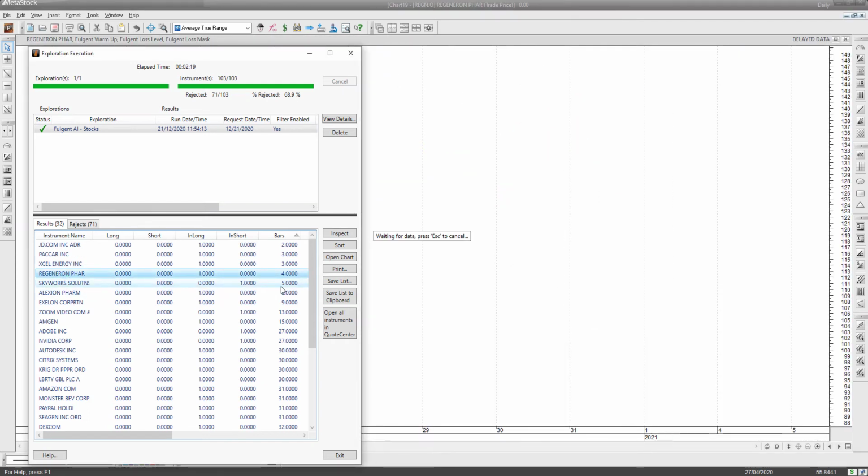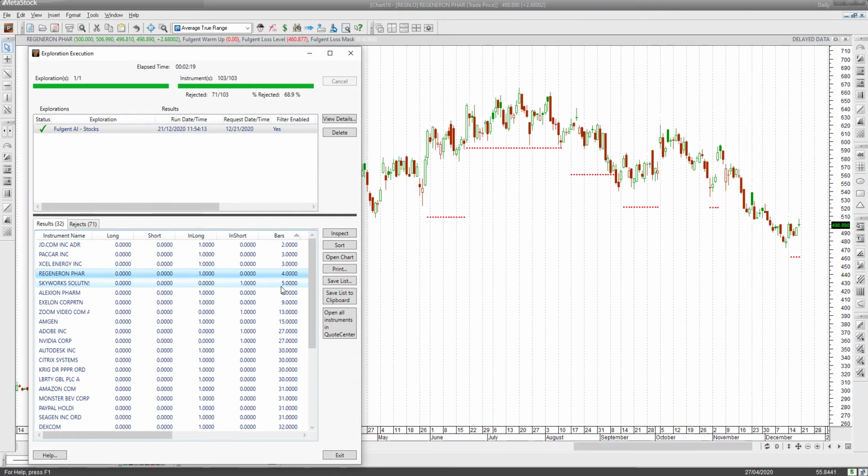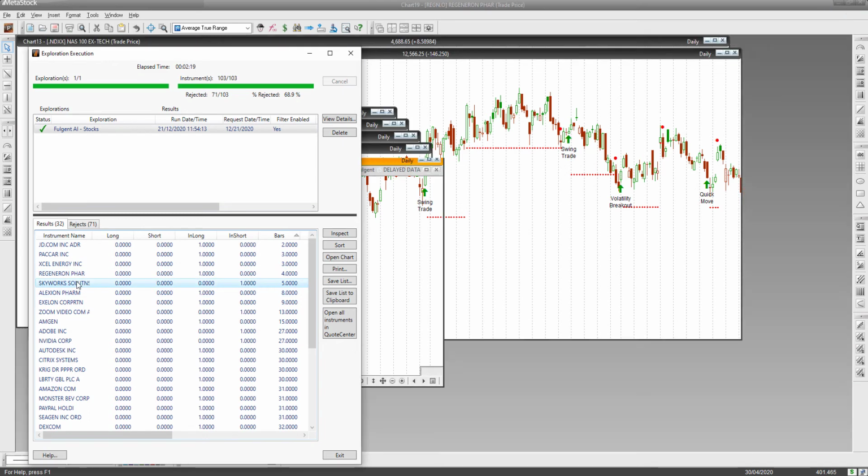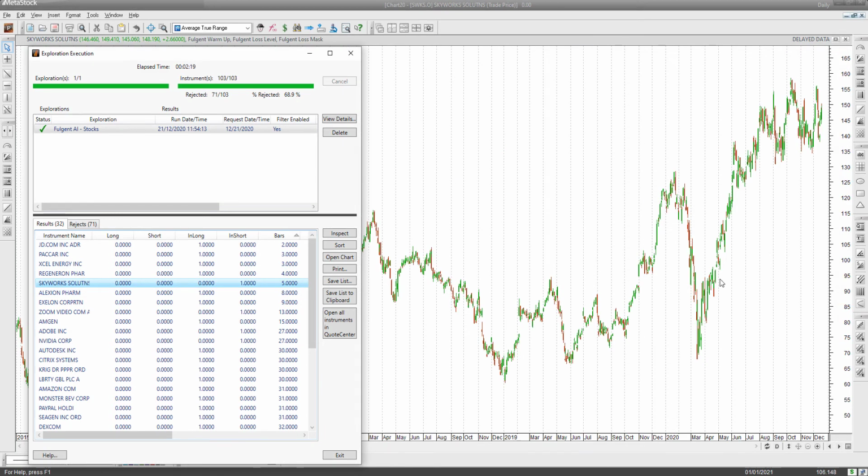Regen Pharma, 4 days into a trade, and there's a potential swing trade there. Volatility breakout, swing trade there, so we should see a couple of updates. Skyworks Solutions, 5 days into a trade there.